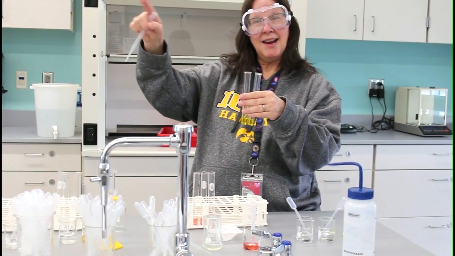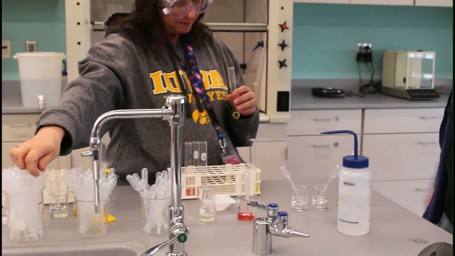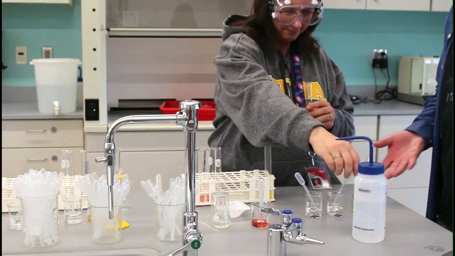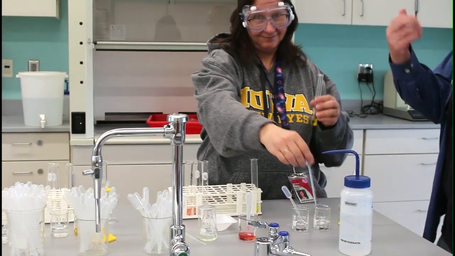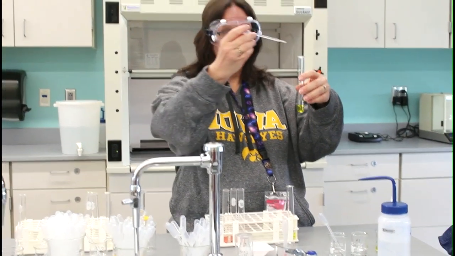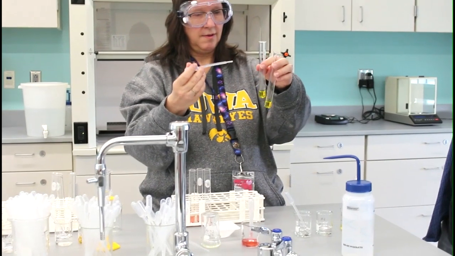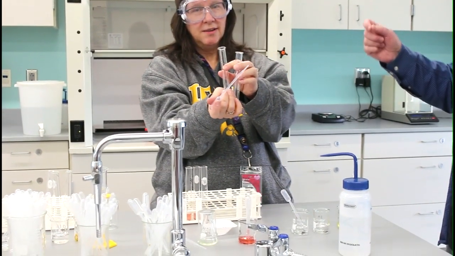I'm looking at the instructions here. It says add 3 molar H2SO4 dropwise until a color change occurs. So I'm going to set my control aside, and we'll come back to that. The control is never going to change. It's just going to be there so that you have something to compare to. The procedure doesn't tell us to do that, but we thought we would do it. You might want to point at the control since I didn't. Here's the control. I'll just have them both up there. You want me to hold one for you?